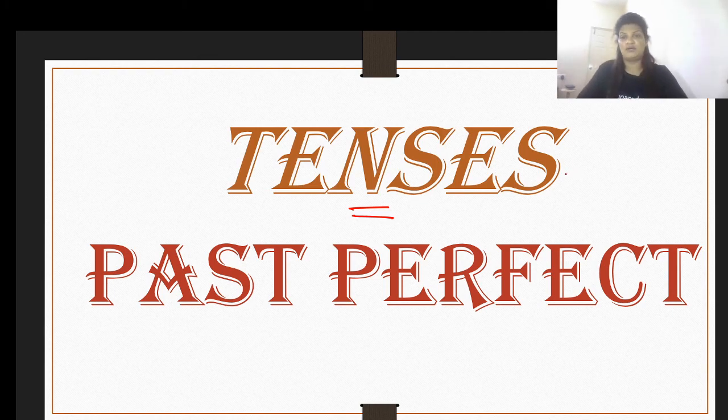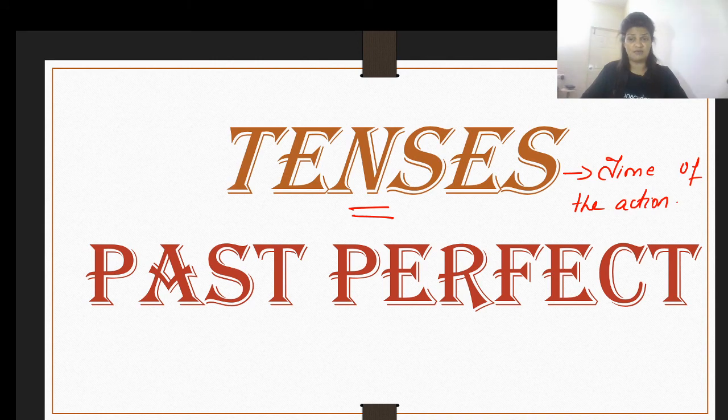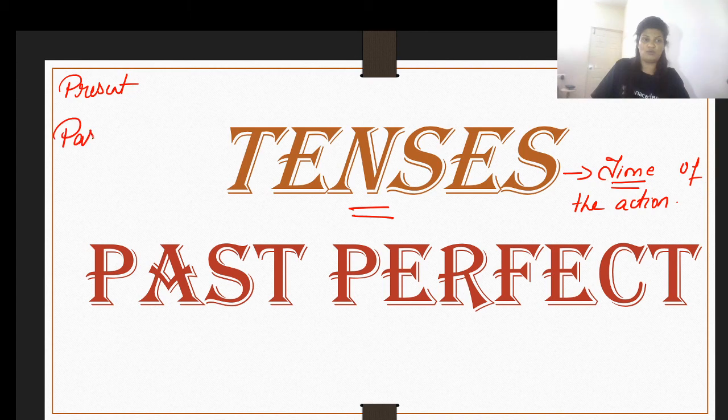The first question I would like to ask you is, what is a tense? Tense is nothing but time. Time of what? Time of the action taking place. If you consider time over here, under that we have 3 different timelines. Number 1, we have present. Number 2, we have past. Number 3, we have future. We have 3 main timelines when it comes to time.